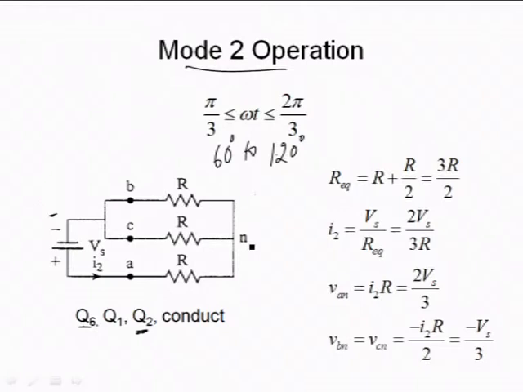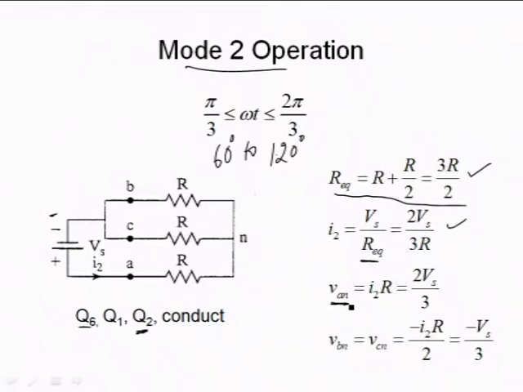So, in similar fashion, we calculate R equivalent. These two are in parallel, plus R in series, we are getting 3R by 2. Again the current is I2. What is I2 again? Vs by R equivalent. What is R equivalent? 3R by 2. What is the current I2 you are getting? 2 by 3 Vs by R. The magnitude is the same as in the previous case also.